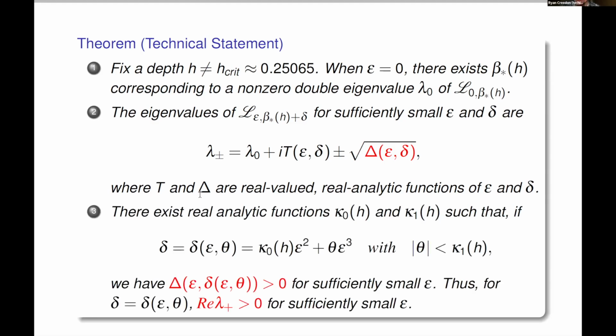And one of the things that you can show is I can always arrange it so that I can pick my delta, my little delta, so that the capital delta underneath the square root is always positive. And that's the key to giving me the instability that I'm looking for.